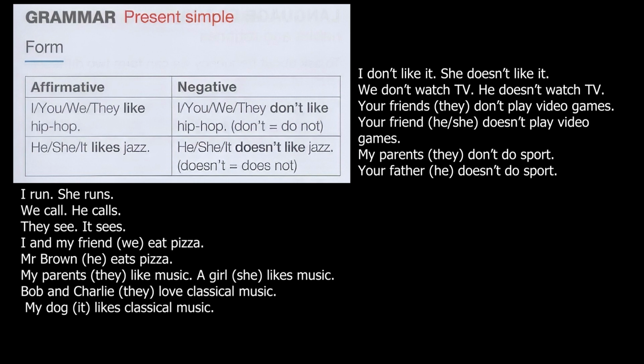What about negative? We put don't and doesn't here. I don't like it. She doesn't like it. We don't watch TV. He doesn't watch TV. Your friends don't play video games. Your friend doesn't play video games. My parents don't do sport. Your father doesn't do sport. Study these examples carefully.